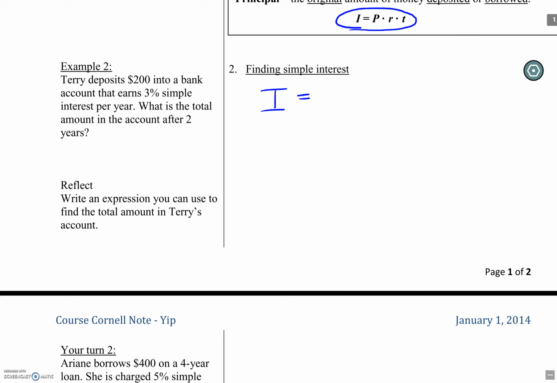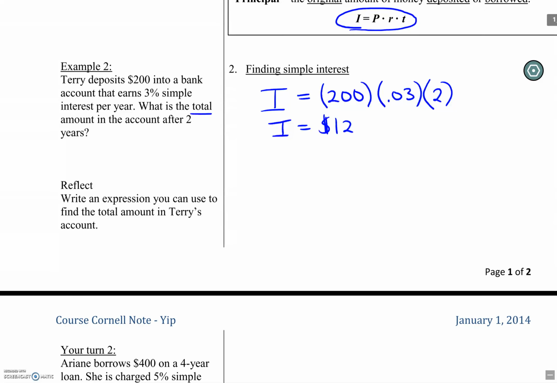So using the formula, interest equals principal times rate times time, PRT. Principal is what he starts with. He starts with $200. Rate is the percent as a decimal. So he earns 3%. And the time is in years. So we have 2 years here. And if we just multiply all that together, 200 times 0.03 times 2, that gives us an interest of $12.